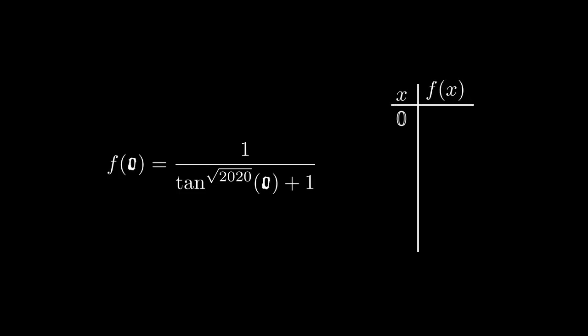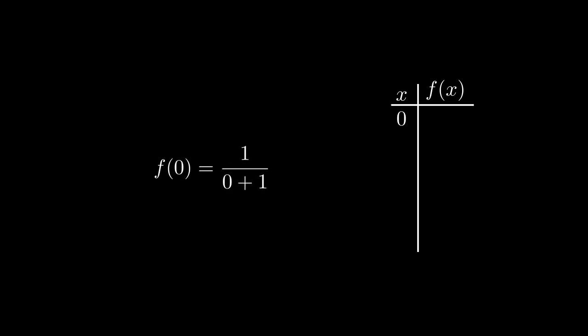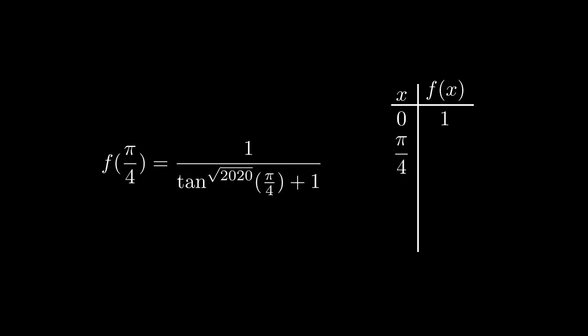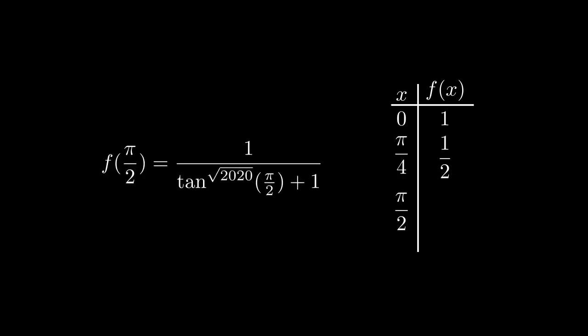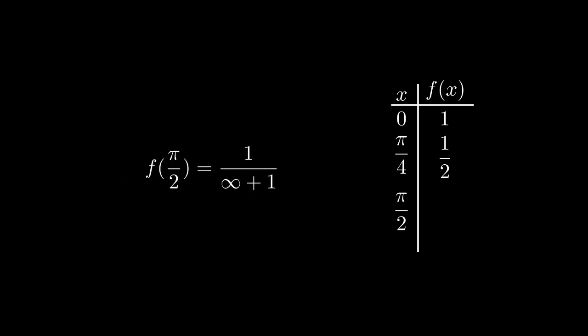So let's try plugging in 0. We know that tangent of 0 evaluates to 0, and 0 to the power radical 2020 is still 0, so we have 1 over 0 plus 1, or just 1. Next, let's plug in pi over 4. We saw that tangent of pi over 4 is 1, and 1 to the power 2020 is still just 1, so we have 1 over 1 plus 1, or just a half. And finally, let's plug in pi over 2 and remember that it approached infinity, or a very large number, and 1 over a very large number raised to any power is going to approach 0.